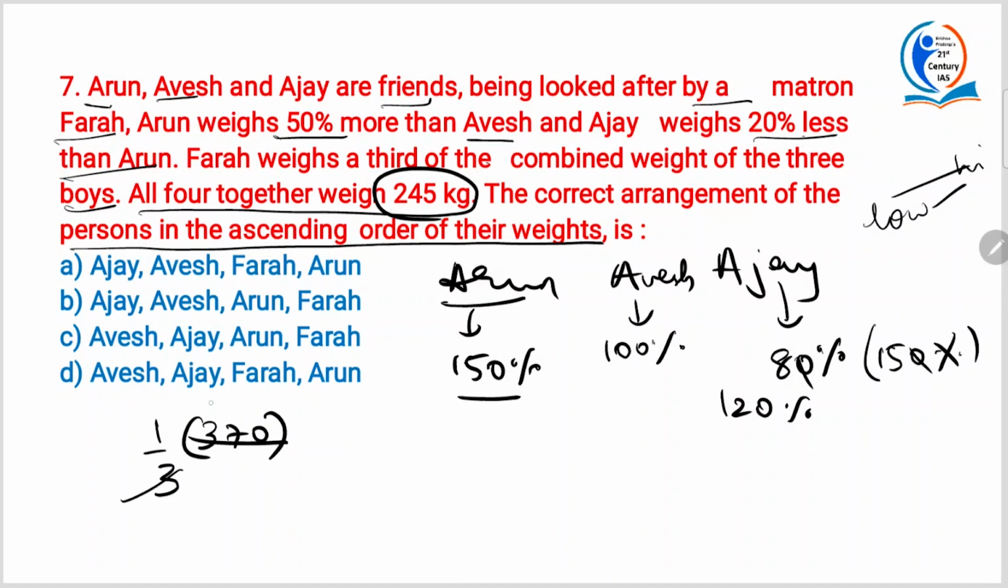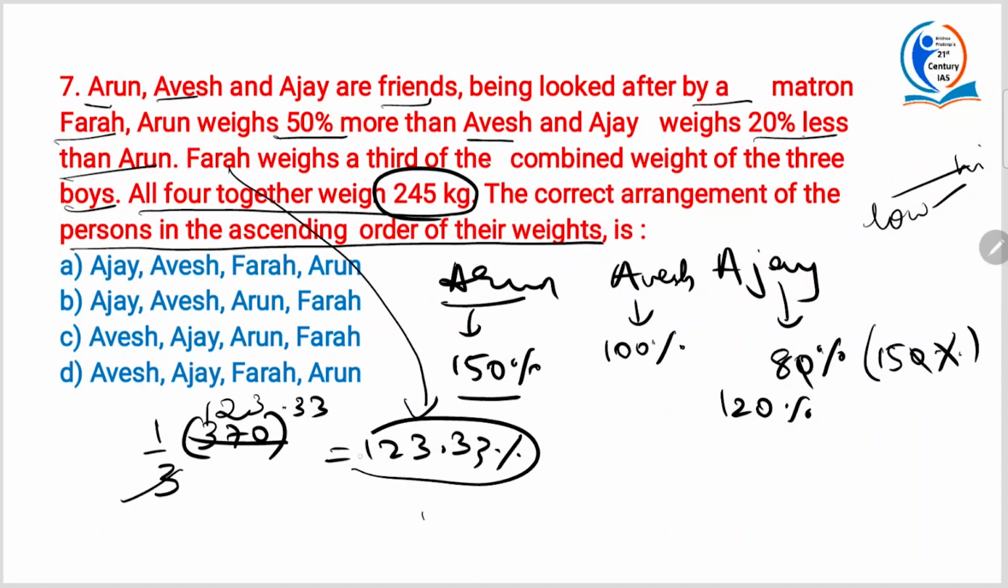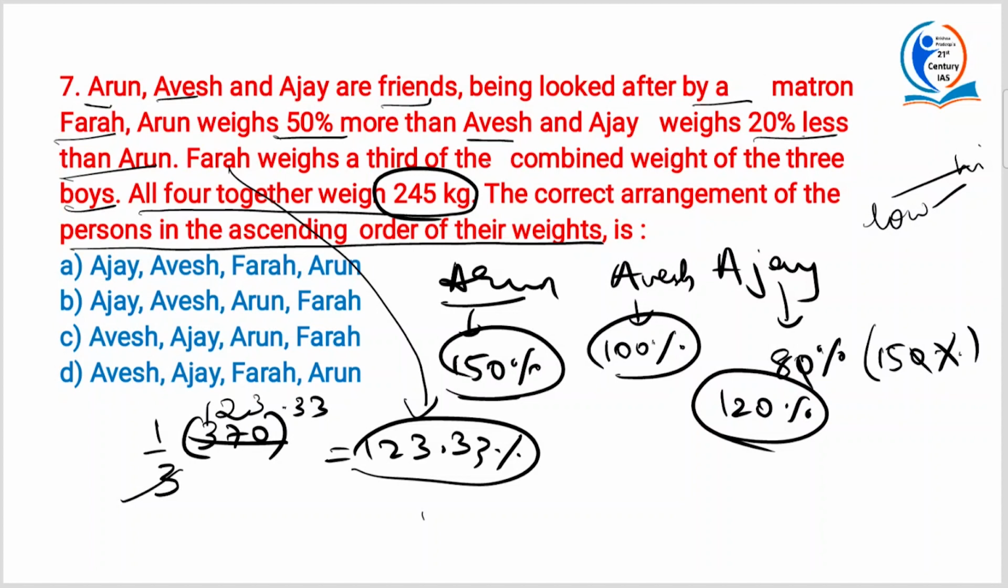So 3 ones are 3, 3 twos are 6, 3 threes are 9, then 0.33. So it is 123.33%. Whose weight is this? This is Farah's weight. So all in percentages only I am taking, not in terms of absolute value. Actually, you don't need to calculate absolute value here. Though this is given, they are asking only ascending or descending order, right? So absolute values are not required. You just require percentages. Percentages of what? Percentages of some number. What is that number?